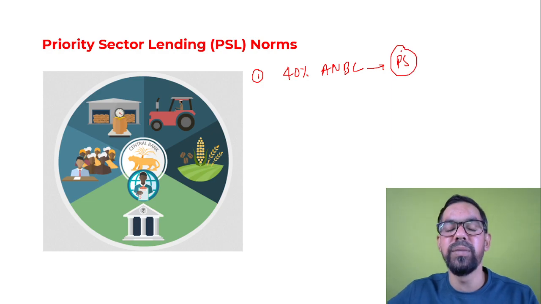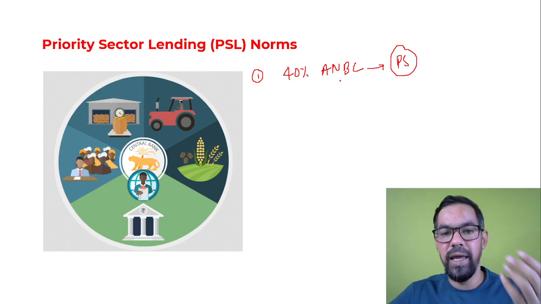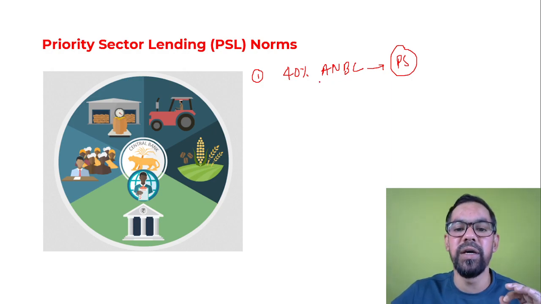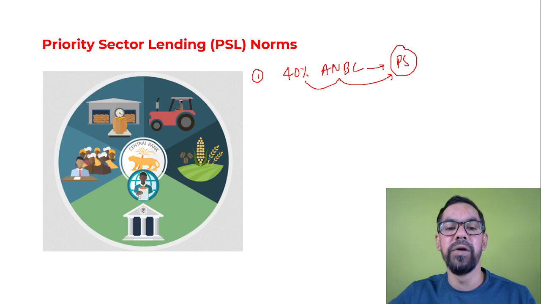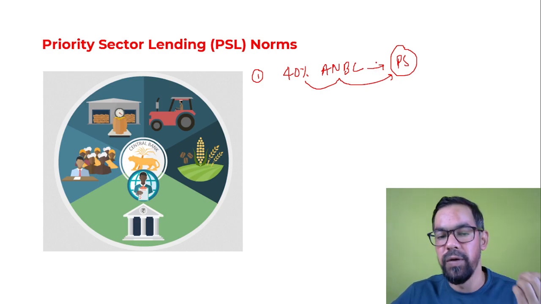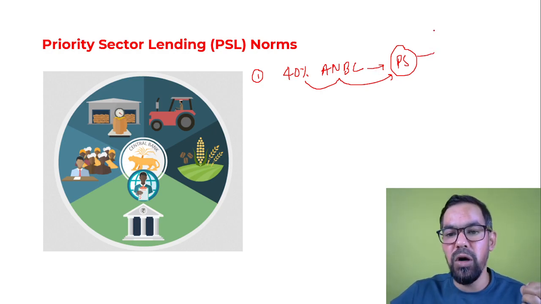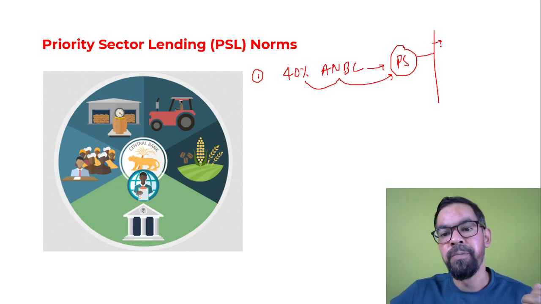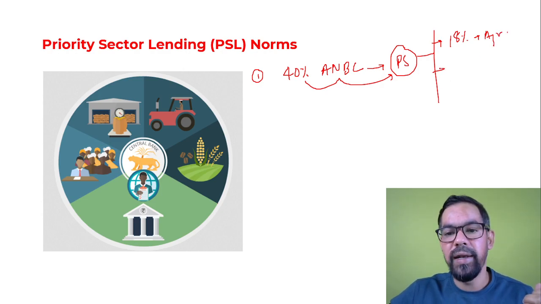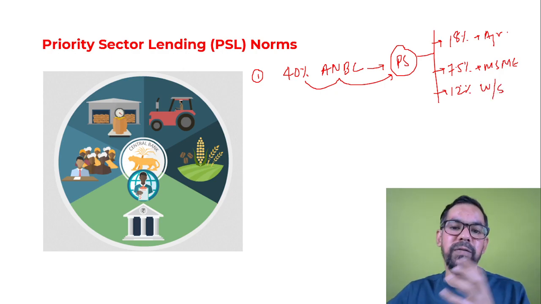So in the case of a domestic commercial bank, like private sector, public sector and all, they have to lend 40% of their total ANBC to the priority sector. Okay, so we have sub-norms as well. Out of this 40%, 18% is generally earmarked for agriculture, 7.5% for MSME, micro, small and medium enterprises, and then 12% for weaker sections. So for different areas as well.